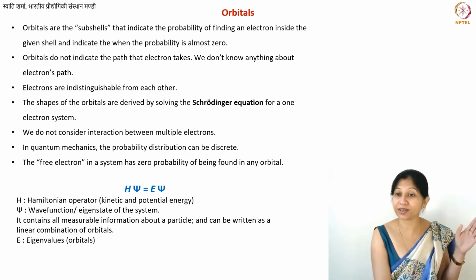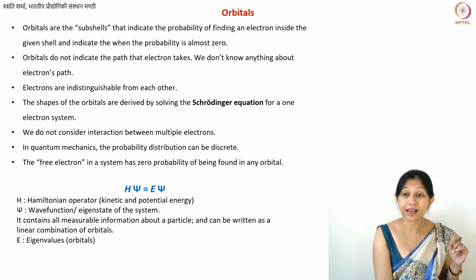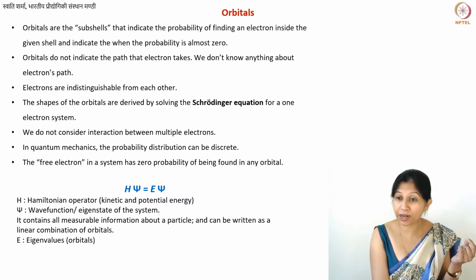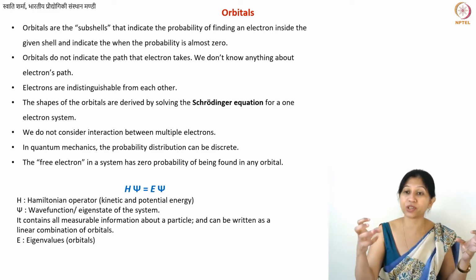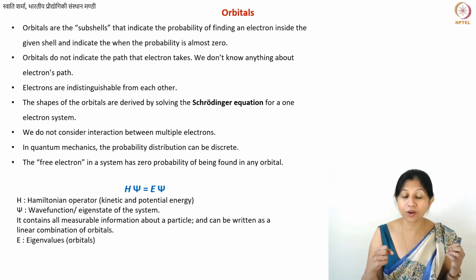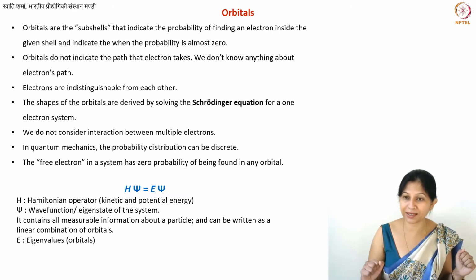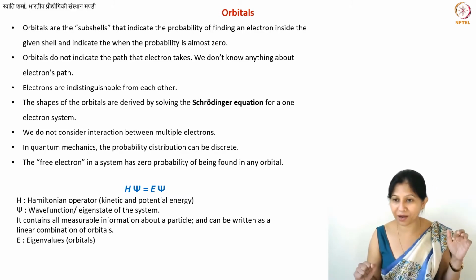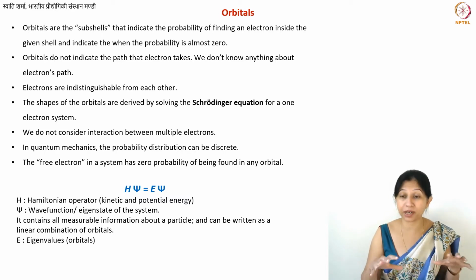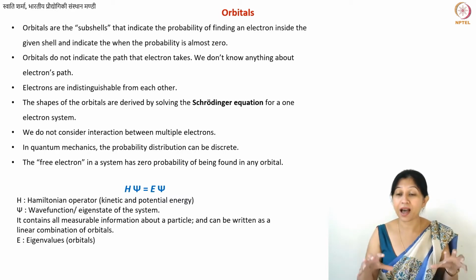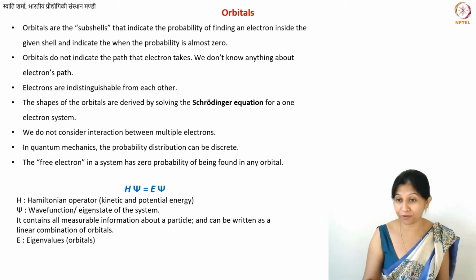And hybridization, which we will come to in the next slide, only takes place at the time of bonding, or between the electrons which are participating in bonding. So if there is, let's say, some unhybridized orbital in your system, and the electron stays only in that unhybridized orbital and has zero probability of being found in any of the hybrid orbitals, that electron will be called the free electron.